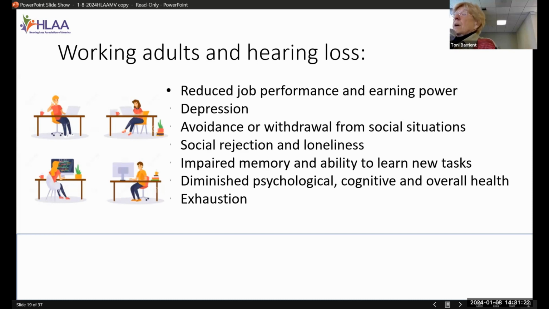I know in my work situation, I would sometimes ask somebody to repeat something. Oh, I'm sorry, I didn't get that. And they say, oh, it's not important. Oh, forget it. Wow, that's like a slap in the face. I'm not participating in that communication. There's diminished psychological, cognitive, and overall health issues and exhaustion.